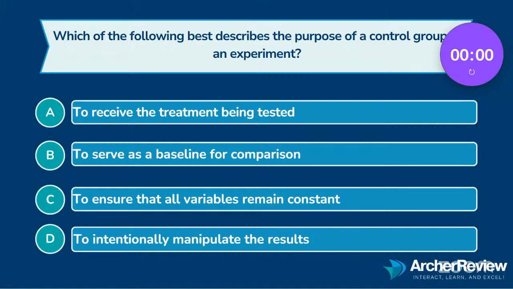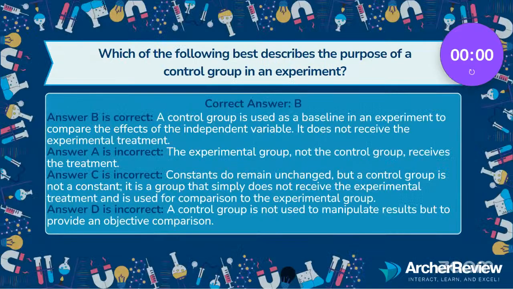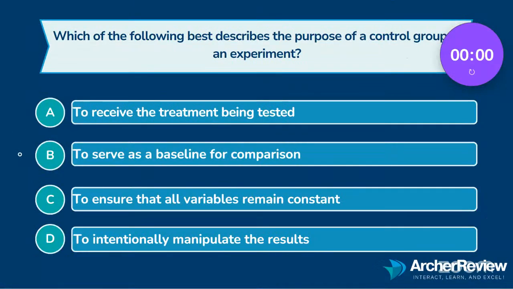All right. I fear I gave this one away in the previous question, but that's okay. Our correct answer was B. The control group is serving as our baseline. It's what we're comparing the experimental group to. Let's take a look at the others.